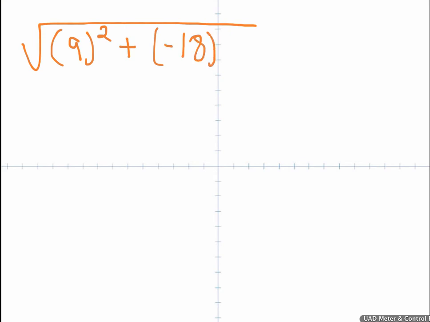And I'm going to go ahead and write this down. So I have 9 squared plus negative 18 squared, make sure that's in parentheses, equals D.